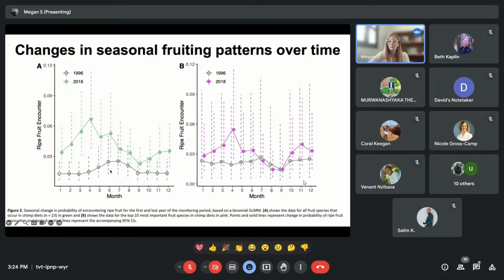And that's a really important period of time because of resource limitation for chimps. But then in more recent years, this suggests that the fruiting peak is much higher in the middle of the wet season, so in April. And that can have a really big impact on how chimpanzees or other frugivores in the park are experiencing these ebbs and flows of fruit availability inside of Nyungwe.